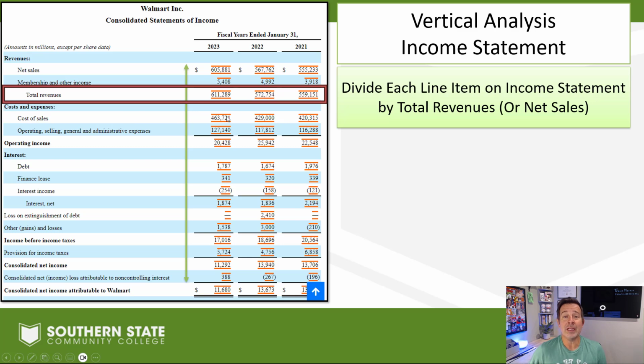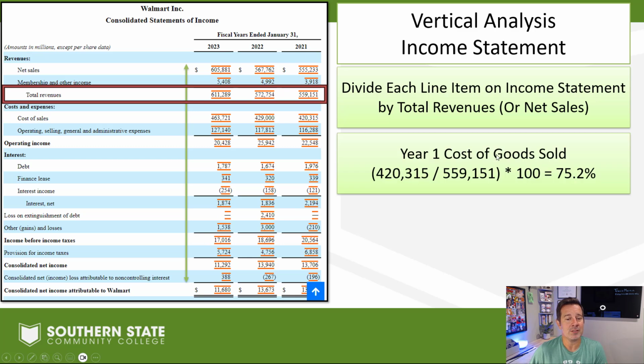Again, we're looking at things within the period. We're not looking year to year. We're not mixing the years up here. We're just going straight up and down the column for every year. So year one cost of goods sold, you can see we have 420,315. And that would be 420 billion because our numbers are in millions.